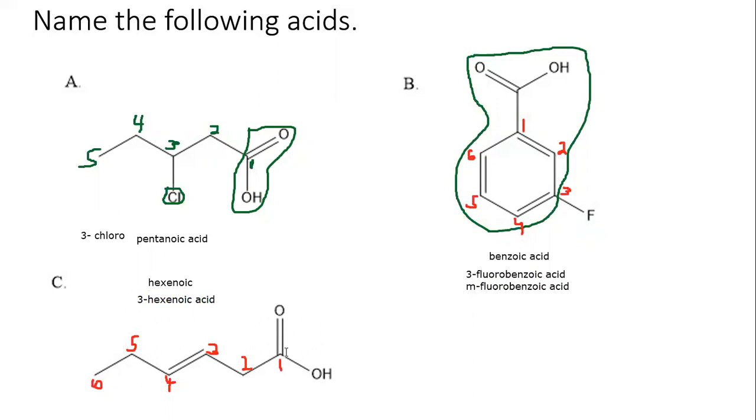And you always start with the shortest way to get to the group or multiple bond. So you go 1, 2, 3. The double bond is after the third carbon, so it'd be 3-hexenoic acid. And so those are the names of these 3 acids listed here.